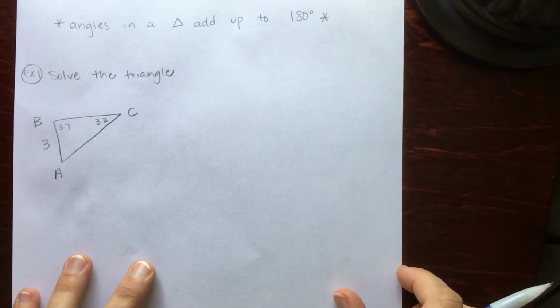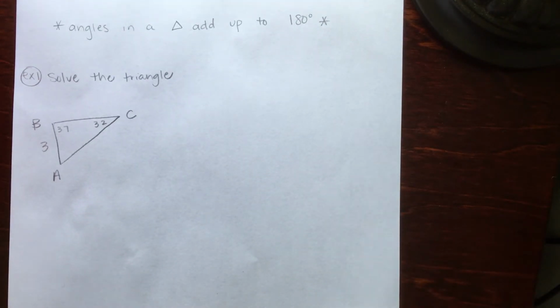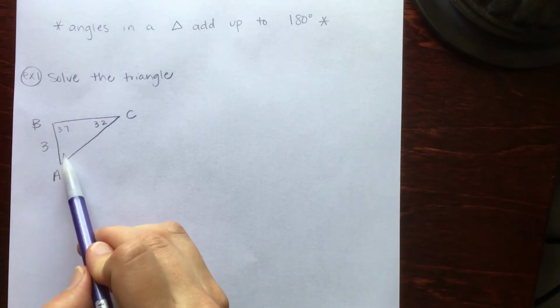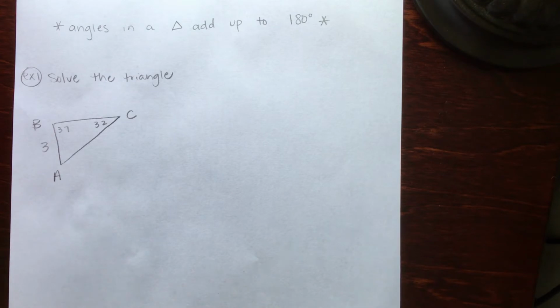We are going to solve the triangle. That means I need to find all three sides and all three angles. And notice that I don't have a 90-degree angle. There's none of that little square symbol to denote a 90-degree angle. So I have to use the law of sines here, or law of cosines, which will be next in another video.